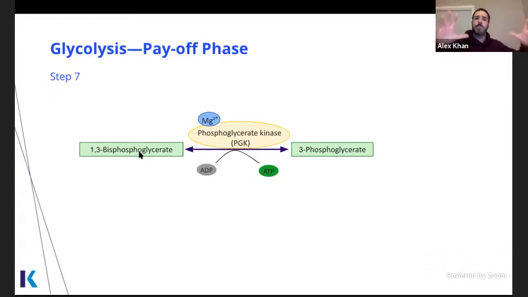So we're essentially going from a very high energy, unstable molecule, and we're using that energy, transferring it to an ADP molecule, storing that energy in ATP in the end. Now we end up with a much stabler molecule, 3-phosphoglycerate. 3-phosphoglycerate is much more stable because it can be resonance stabilized.